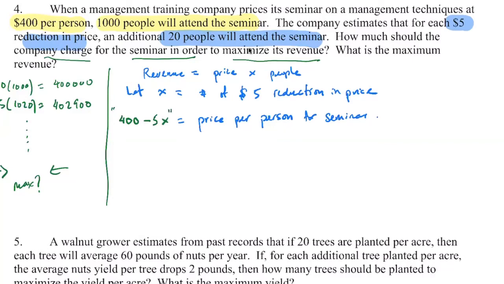So here's the thing. Now, what will be the expression that denotes the demand, the number of people who will attend the seminar, based on x? This expression will be in terms of x. How would you calculate the new number of people attending the seminar based on x reductions in price?